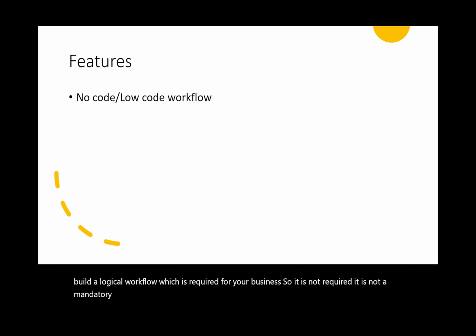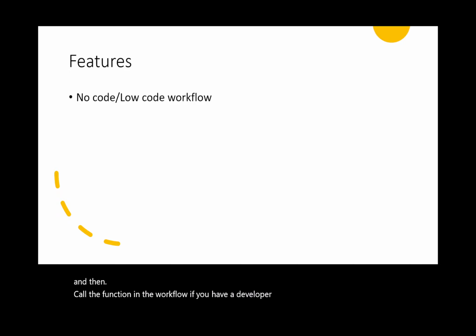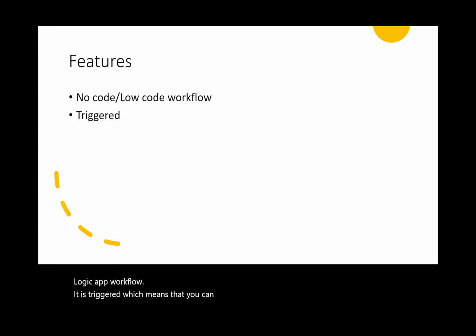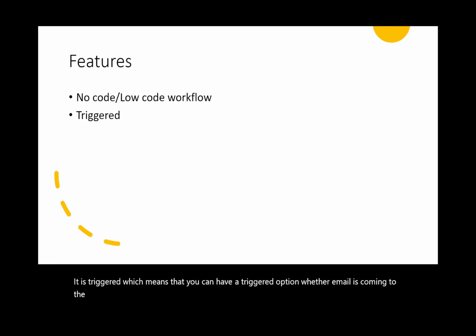If you know coding, you can probably write a simple function to manipulate the data and then call the function in the workflow. If you have a developer to collaborate with, you can ask that developer to build that function for you and then integrate that in the logic app workflow. It is triggered, which means that you can have a triggered option whether email is coming to the mailbox, if somebody is typing in the Teams channels, etc. You can actually select. So we'll see what are the triggers we have available there.